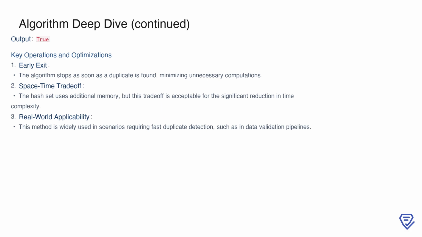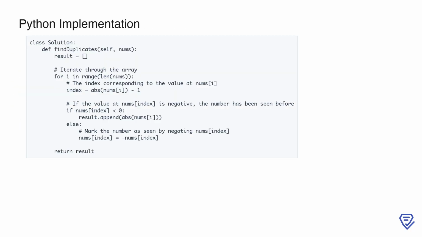This method is particularly valuable in real-world scenarios where fast duplicate detection is essential, such as in data validation or when processing large datasets. By leveraging the strengths of hash sets, this algorithm achieves both speed and scalability without compromising accuracy. This implementation solves LeetCode problem number 442.